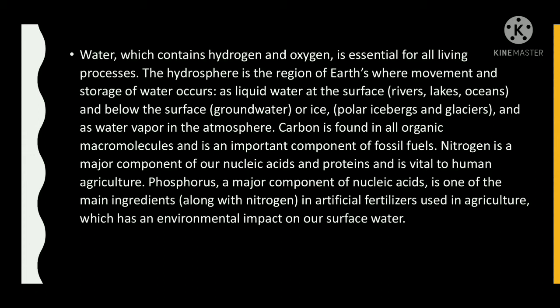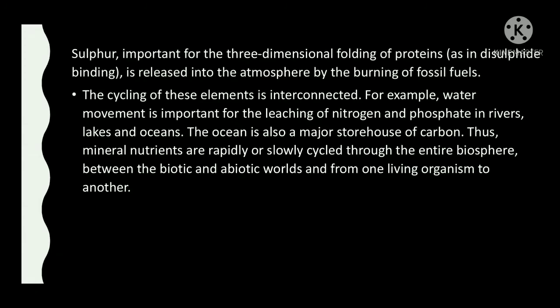Nitrogen is a major component of our nucleic acids and proteins and is vital to human agriculture. Phosphorus, a major component of nucleic acids, is one of the main ingredients along with nitrogen in artificial fertilizers used in agriculture, which has an environmental impact on our surface water. Sulfur, important for the three-dimensional folding of proteins, as in disulfide bonding, is released into the atmosphere by the burning of fossil fuels. The cycling of these elements is interconnected.